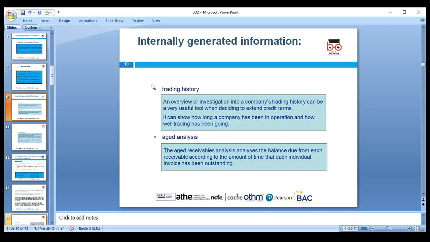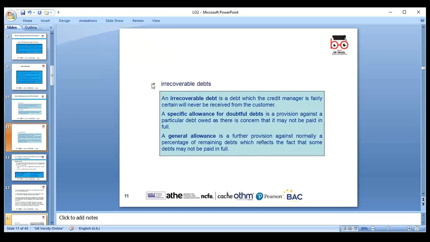Then we can look at internally generated information, such as trading history and aged receivables analysis. If we give 30 days credit and the customer used to pay in 45 days, is the 15 days a problem? We need to look at this because it impacts our cash flow, so we need to be very clear and have clear policies in place.